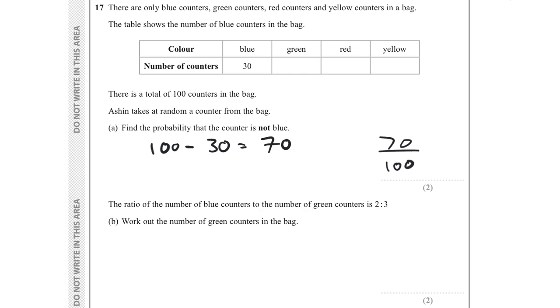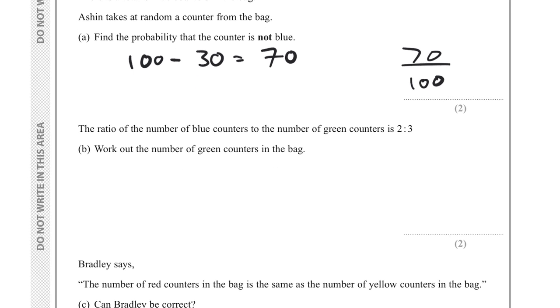Ratio of blue to green is 2 to 3. Work out the number of green counters in the bag. Alright, it's a ratio. When I think ratio, I get drawing. Okay, so we've got blue, it's 2 boxes, to green is 3 boxes. We know how many blue ones there are.